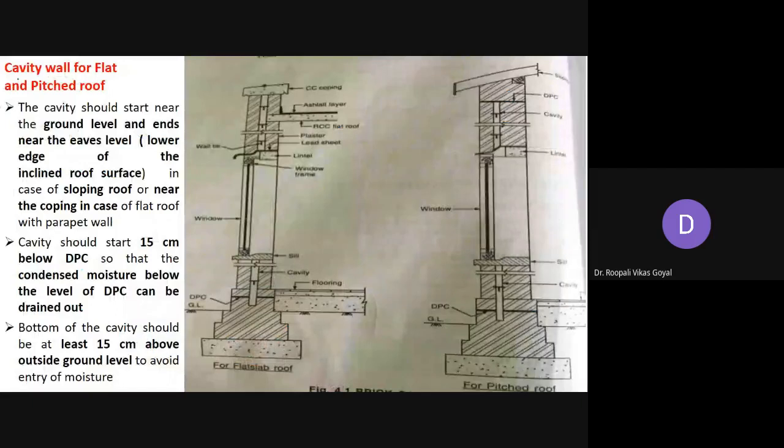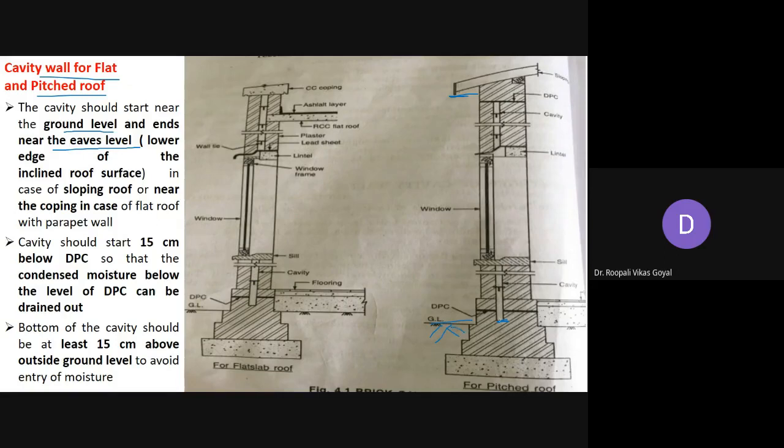Now this cavity wall can be provided for flat roof as well as inclined roof. Generally the cavity should start near the ground level, and it should end near the eaves level for the sloping roof. When we are talking about a sloping roof, the lower end of the inclined roof is generally called the eaves. So this cavity would start near the ground level. So this is ground level. So here we are talking about a pitched roof.